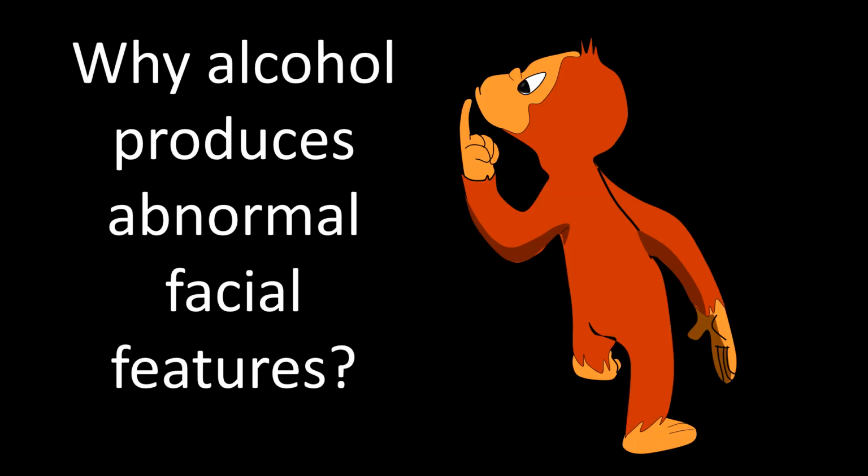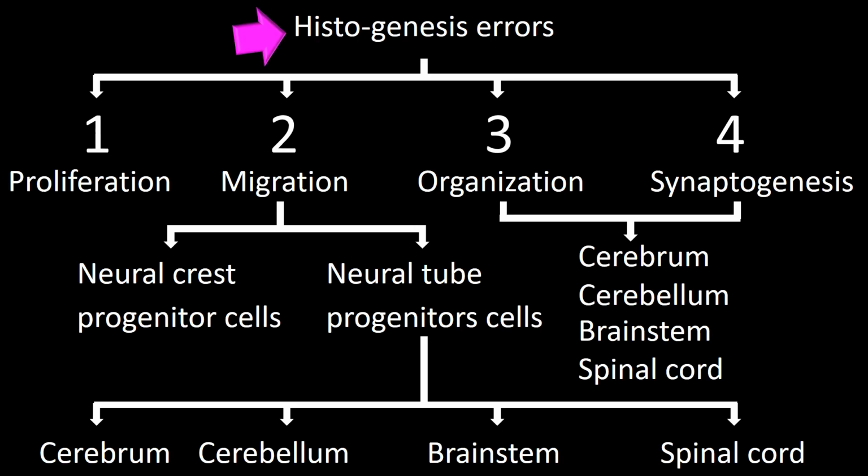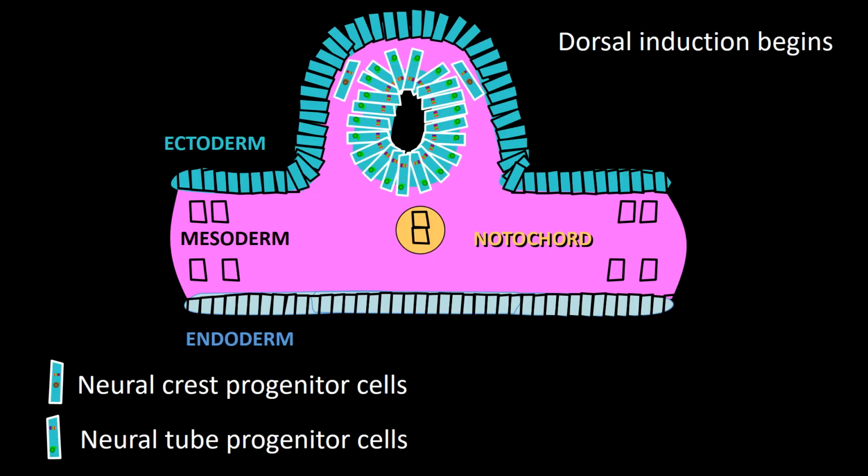We must then ask the question, why does alcohol produce abnormal facial features? The cause of the facial features in patients with fetal alcohol syndrome can be traced to a histogenesis error of migration involving the neural crest progenitor cells. As you recall, once the neural tube fuses, two types of cells are created: the neural tube progenitor cells that go on to form most of the central nervous system, and the neural crest progenitor cells.